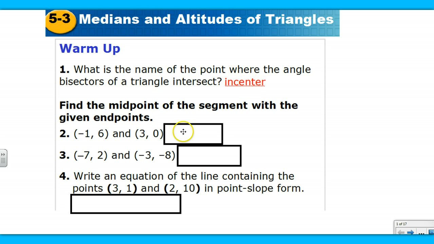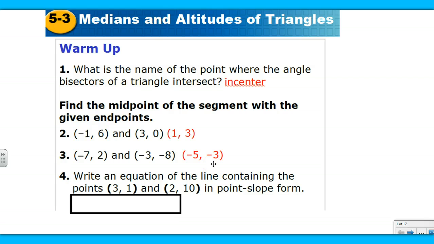Very good. Midpoints of the segment with these endpoints. And recall we need to find the average of the x and the y, right? So we have, in this case, 1, 3. And for number 3, we have a midpoint at -5, -3.